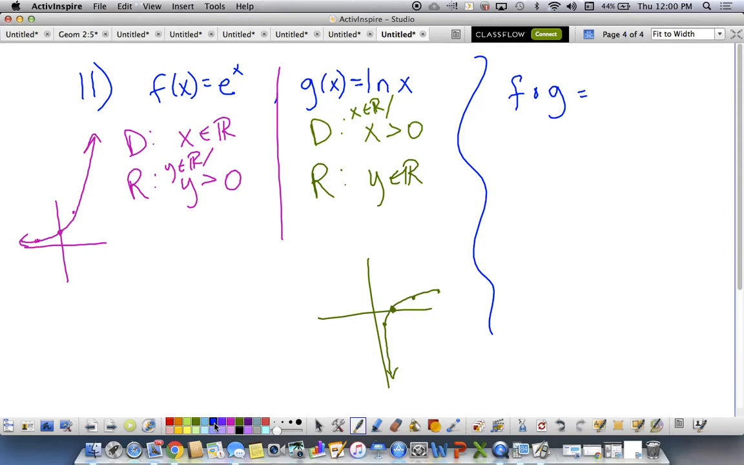I'm going to try it, just to make sure. Does it have to do the one with the most limits? Is one of these domains more restrictive? So what does f of g look like? The domain is going to be x equals all real numbers such that x is over 0. So this is really e raised to the natural log x. Yes, that's exactly it. Can we double check ourselves by graphing?